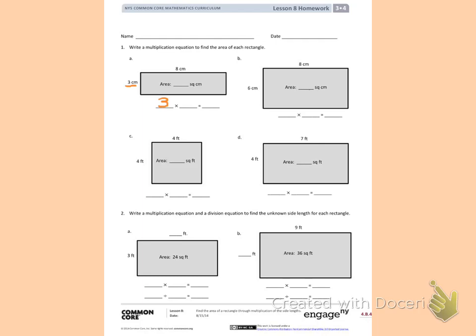The side length of the longer side is 8 centimeters, so I will write an 8 on the second line. 3 times 8 means 3 groups of 8. That looks like this. Here's a group of 8, plus another group of 8, plus another group of 8. 8 and 8 is 16, plus 8 more is 24. So 3 times 8, or 3 groups of 8, equals 24. That means that the area is 24 square centimeters.